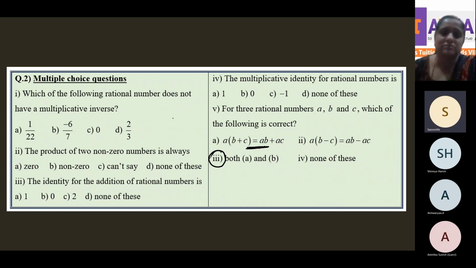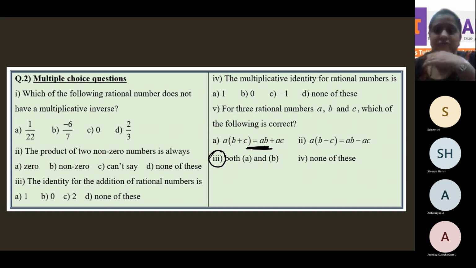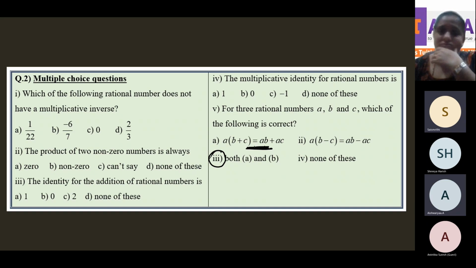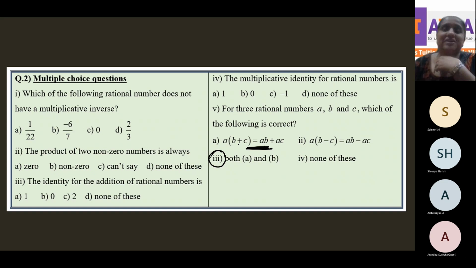Yes, ma'am. They are actually using the distributive property. Distributive property of addition. No, of multiplication over addition. Very good. So what is stated here is the distributive property of multiplication over addition. Is it stated correctly here? Is this equation correct? Yes, ma'am. Very good. Shreya, the next one.